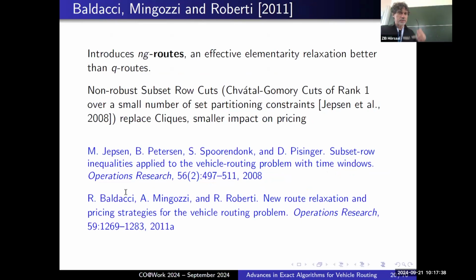So here, this work introduces the concept of ng-routes. This is a relaxation of the elementary routes that's more effective than the Q routes. So you have a better quality of your bound, and the pricing is still cheap. We have this work here that proposed a family of non-robust cuts, but they are less non-robust. They disturb the pricing less. Okay.